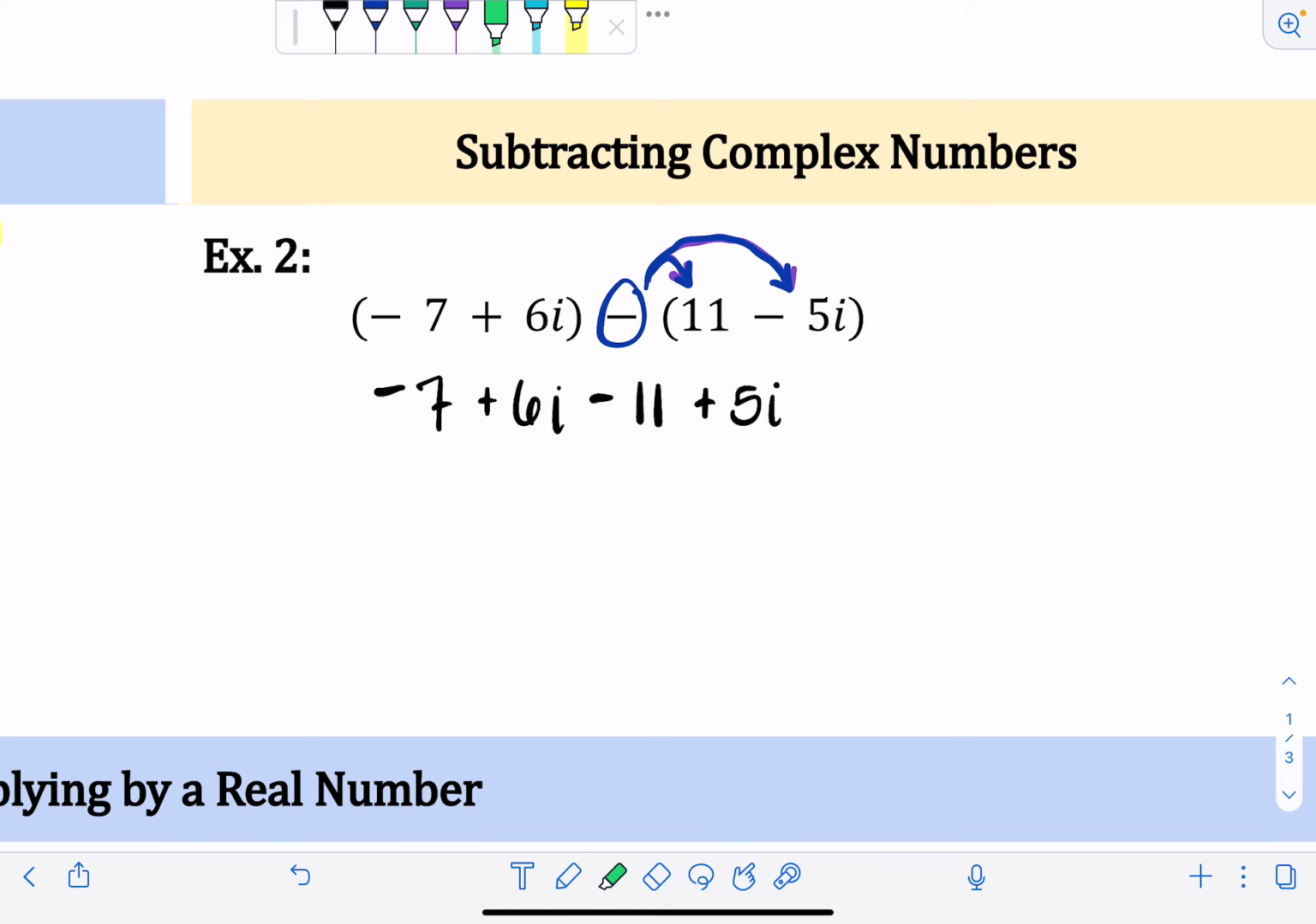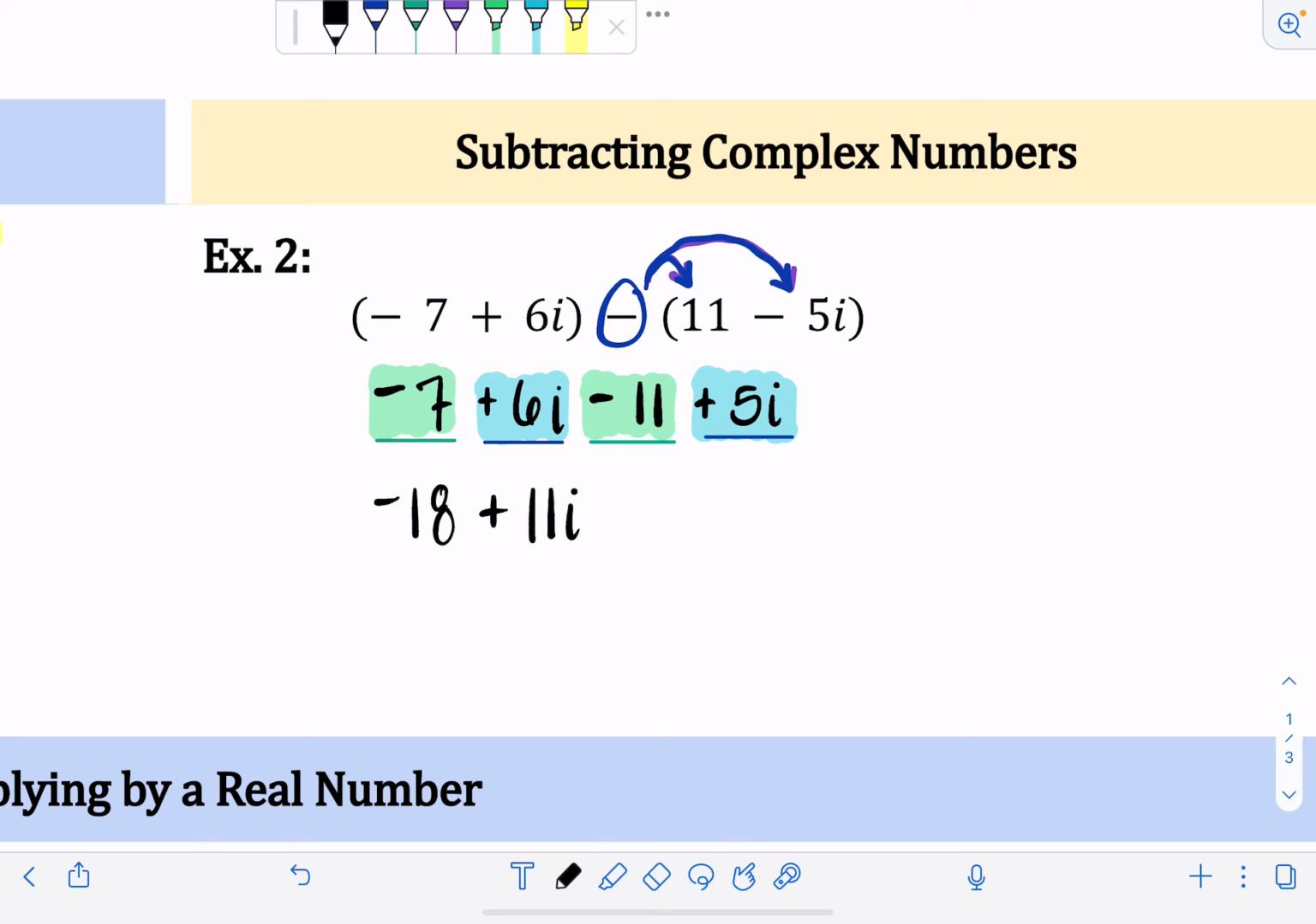Okay, and then now we can identify our real parts and our imaginary parts. So negative 7 and negative 11, those are both real because they don't have i. And then positive 6i and positive 5i are both our imaginary parts because they do have i. So we'll just combine each together. Negative 7 and negative 11, if I combine those, I get negative 18. And then positive 6i and positive 5i together, 6 plus 5, I'm just adding the coefficients, is 11i.